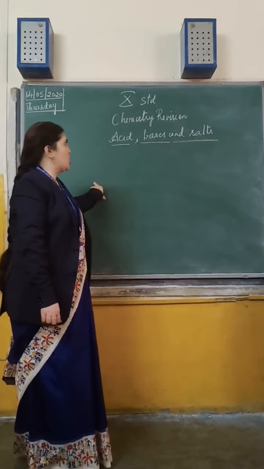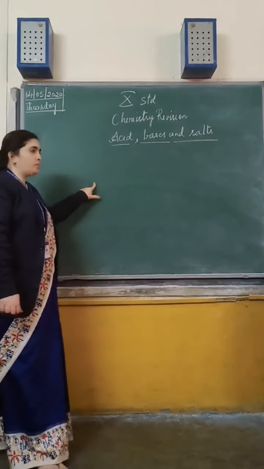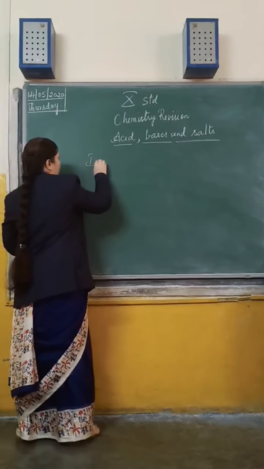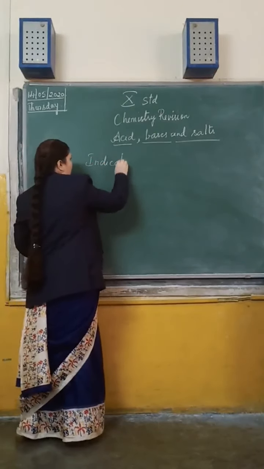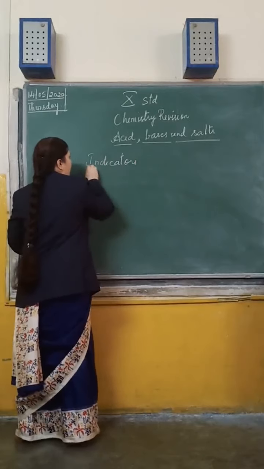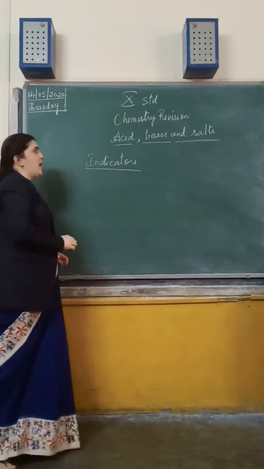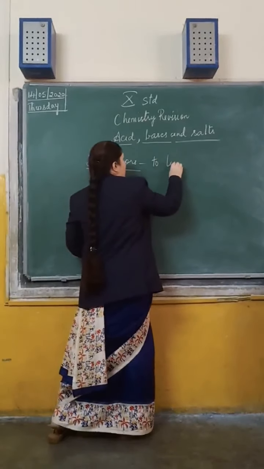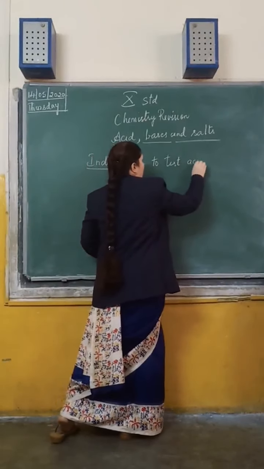Now coming to the last part of this lesson, about pH and the indicators. Indicators are the substances used to test acids and bases.